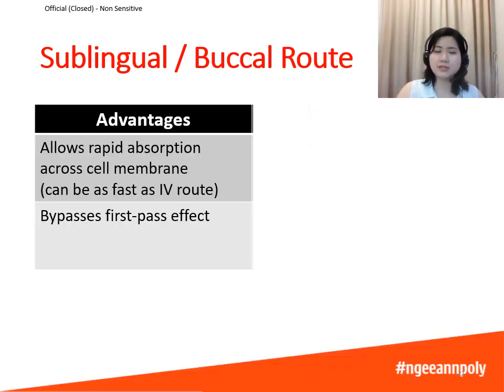Compared to the oral route, the sublingual and buccal route allows a much faster absorption of the drug because it is absorbed directly through the mucous membrane. The sublingual and buccal routes also bypass the first pass effect because the drug does not have to go through the liver before getting into the blood.